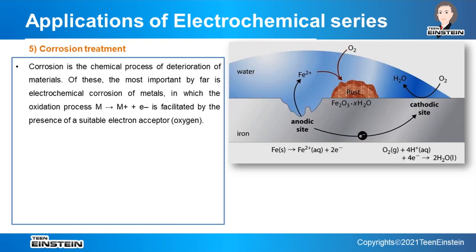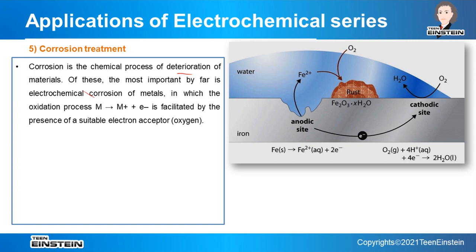The fifth point, corrosion treatment. We know that there is a tendency of corrosion in some metals, so we can prevent it by some method. How we can do it, we will see here. But before that, we have to understand very well what corrosion actually is. Corrosion is the chemical process of deterioration of metals.